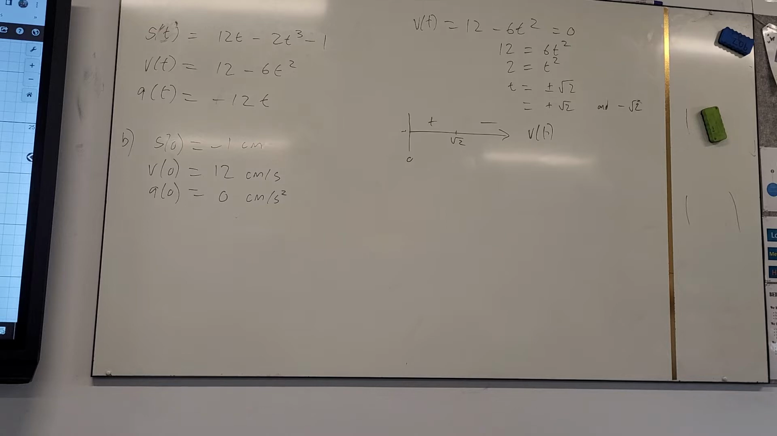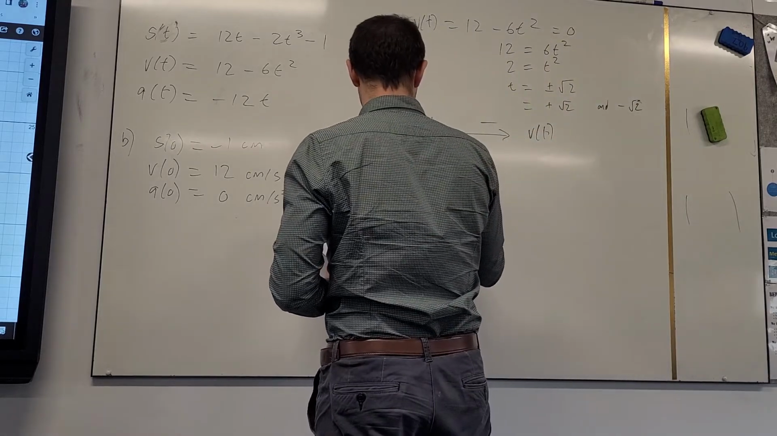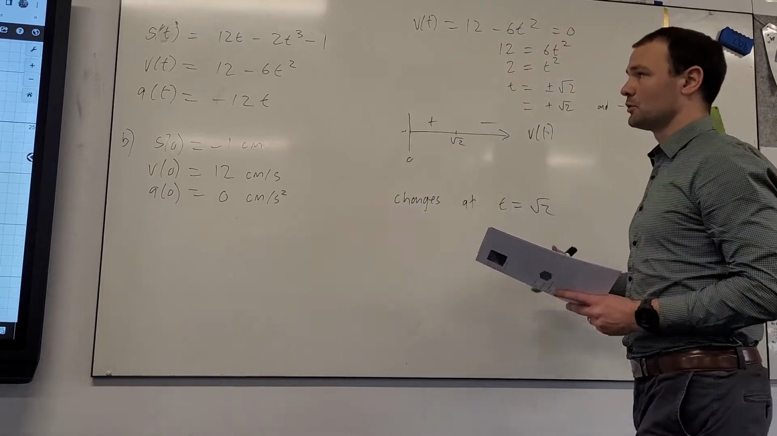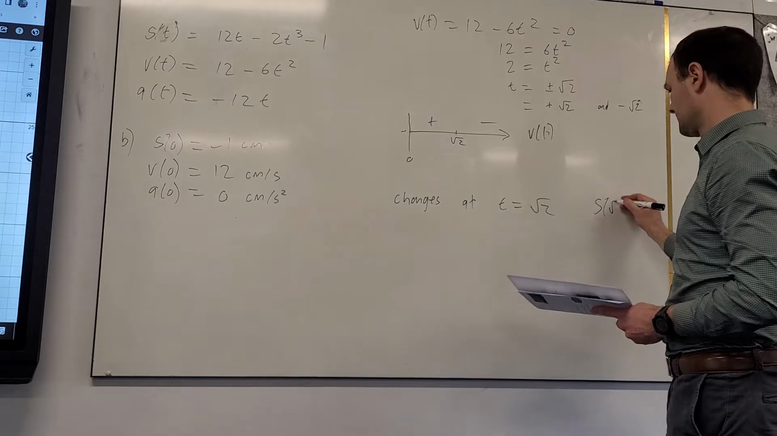So let's answer the question. Find the time and position when the particle changes direction. So it changes at t equals root 2. And when time is root 2, we need to know what its position is. So we will find s of root 2.